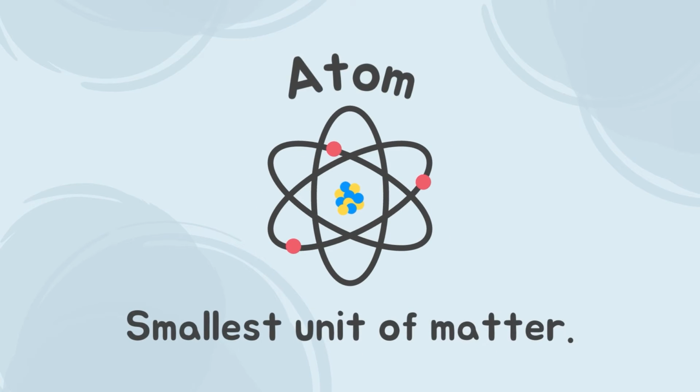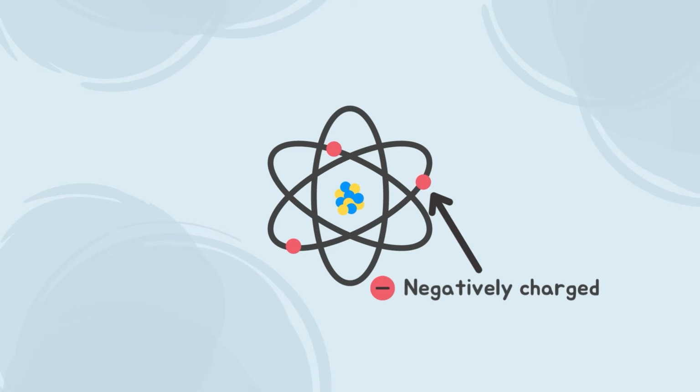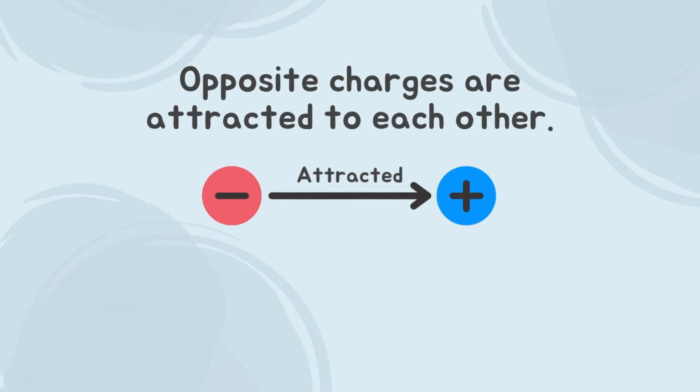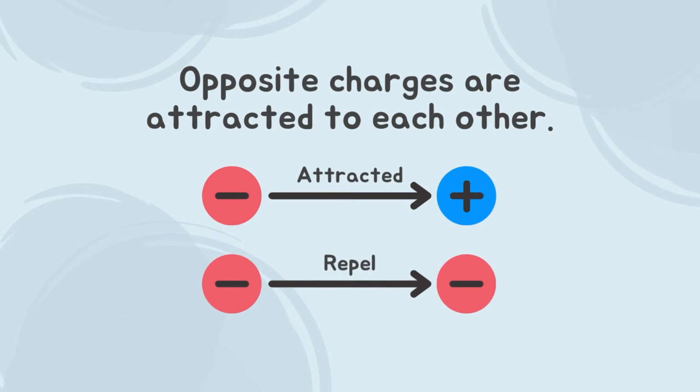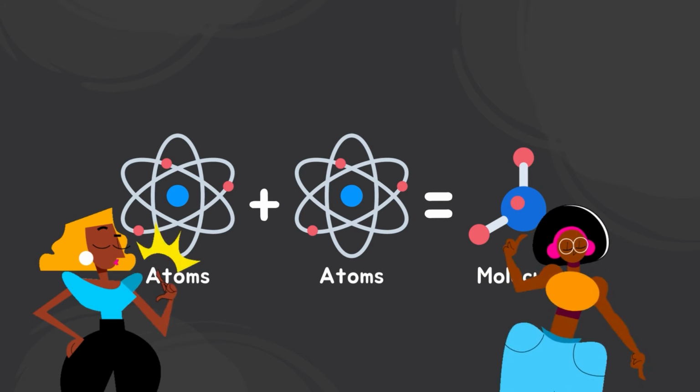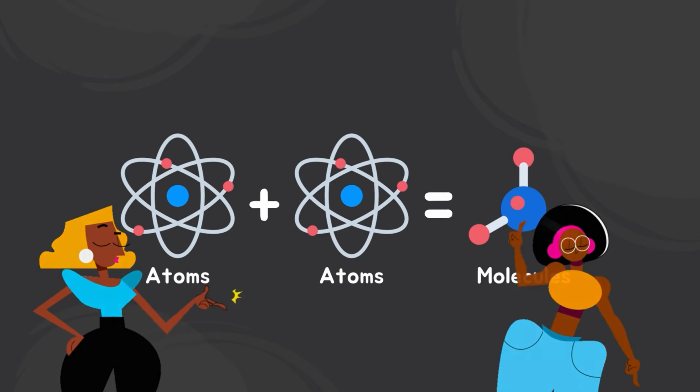Another thing that we need to know before we get into chemical reactions is atoms. What are atoms? Atoms are the smallest unit of matter. Inside an atom, there are three types of particles called electrons, protons, and neutrons. If you recall, electrons are negatively charged while protons are positively charged. Neutrons have neutral charge. Opposite charges are attracted to each other. Therefore, electrons are attracted to protons, while electrons repel one another. When two atoms combine together, they form a molecule. Even our human body is made out of molecules.